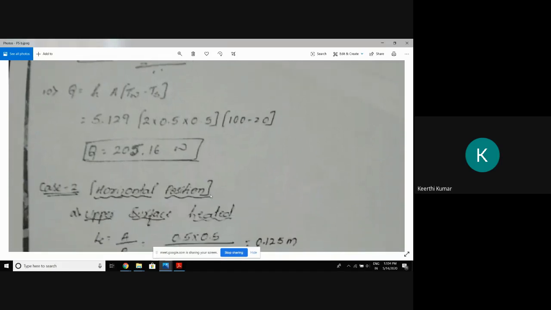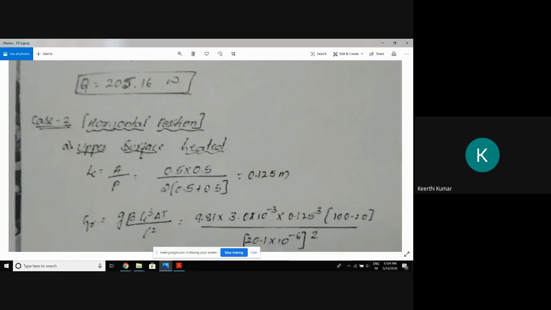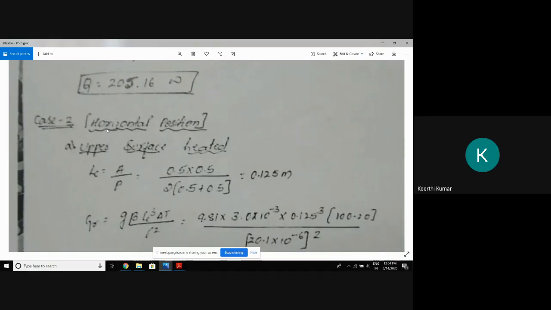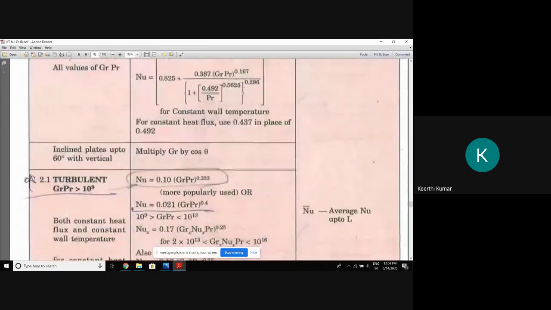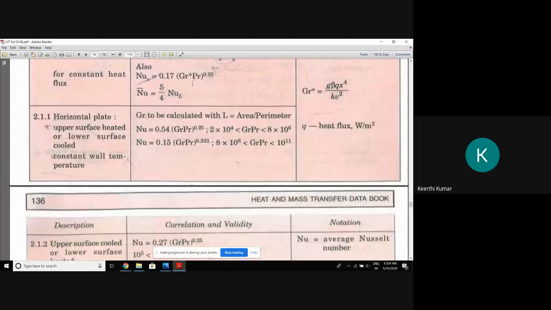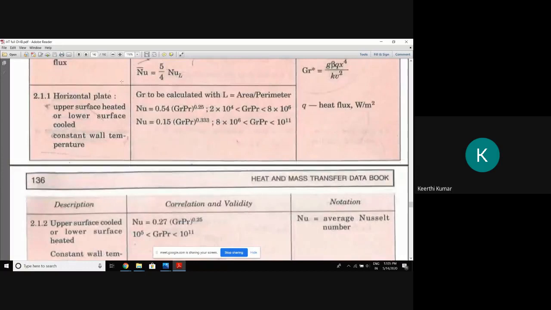Coming to horizontal position, you please make a note here. For horizontal position, you are supposed to calculate two times the value of Q. What is that? See here. If the plate is kept horizontal and assuming that the upper surface is heated and the lower surface is cooled, use this Nusselt number and find out the value of Q. This is for the upper surface.